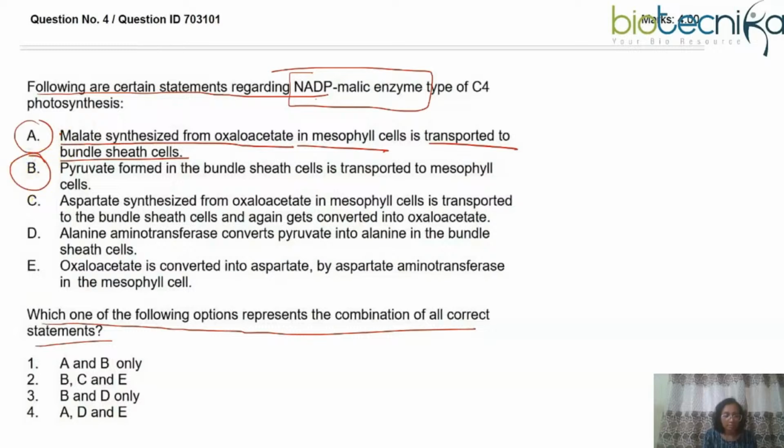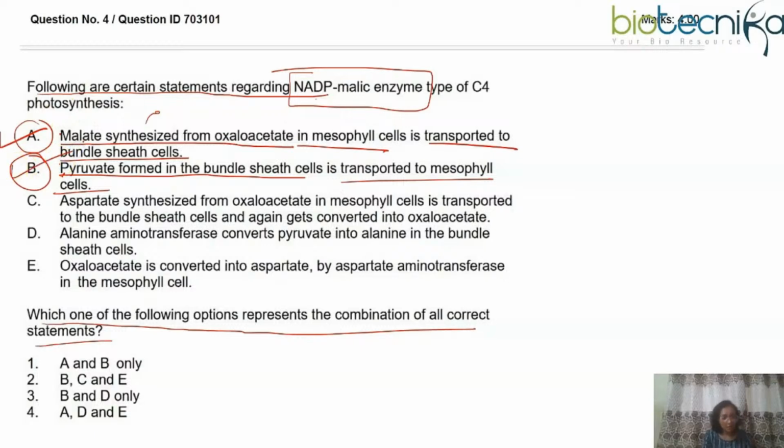What about statement B? What happens once the malate comes inside into the bundle sheath cells? It undergoes oxidative decarboxylation and forms pyruvate. So pyruvate is formed in the bundle sheath cells. Once pyruvate is formed, it is transported outside to the outer mesophyll cells where it is converted to phosphoenol pyruvate, and now it's ready for another cycle of accepting carbon. So statement B is also correct.